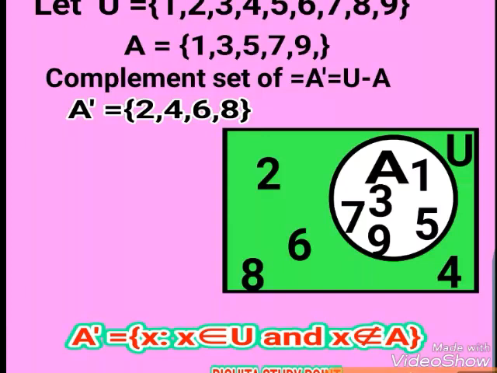It is clear here that the complement of A is the set which contains the elements of U but which do not belong to A. So you can notice here that the complement set of A is represented by this blue portion.